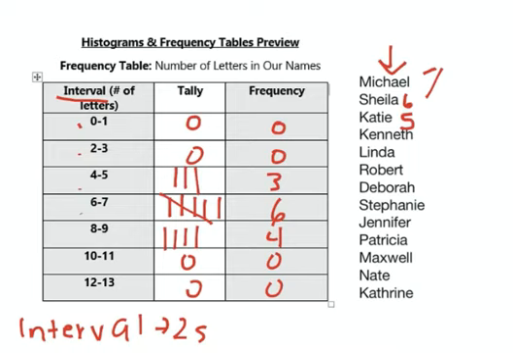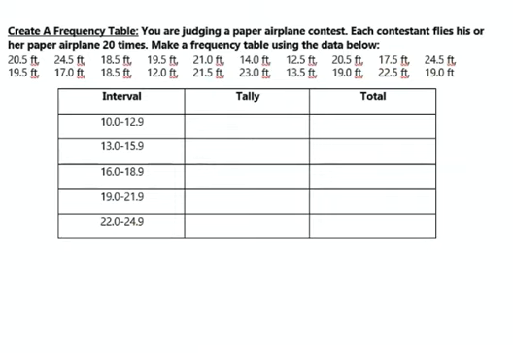Alrighty, so your frequency table should look the exact same as mine by now if you've finished tallying out those names and then translating it into the frequency. Frequency just means the number. So you have your tallies and then the frequency is the actual number. Alright, so if we go ahead and move on, I would like you to do this on your own.